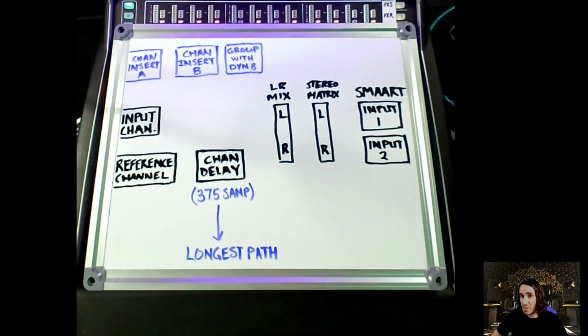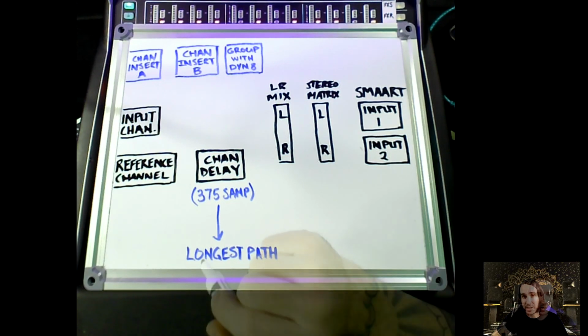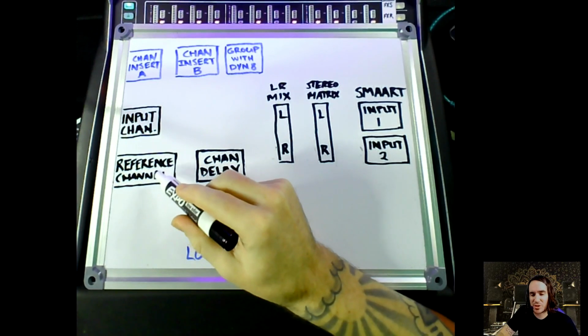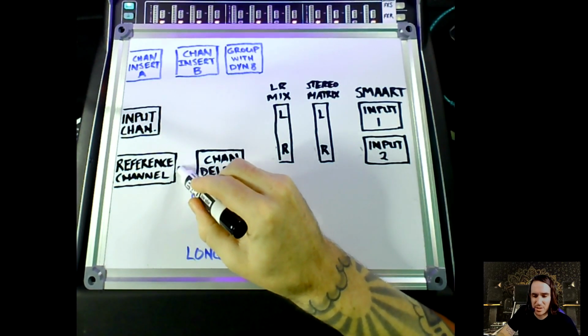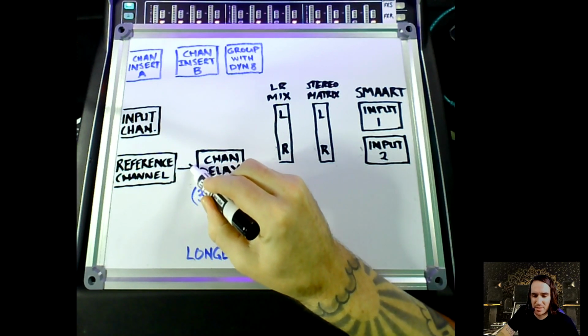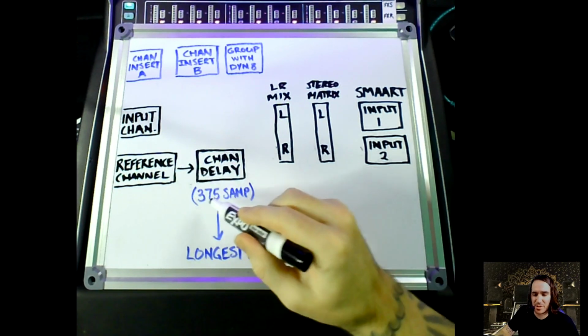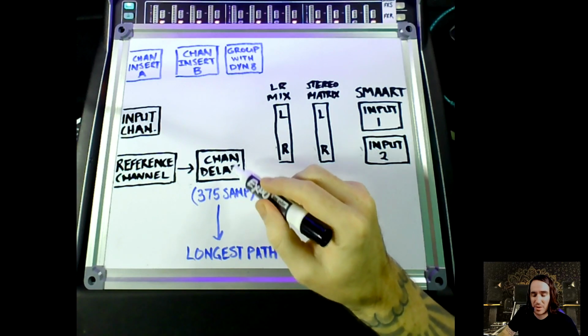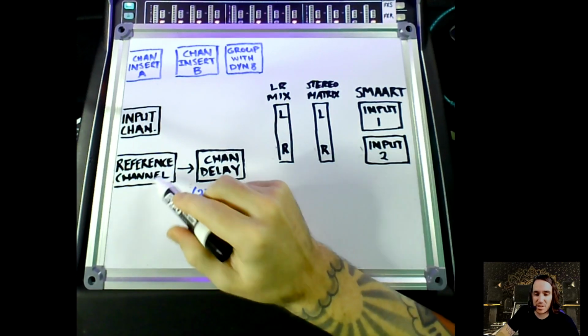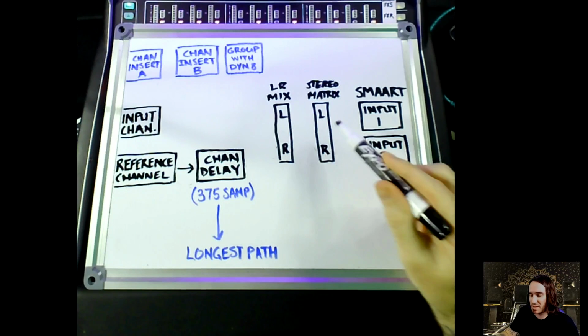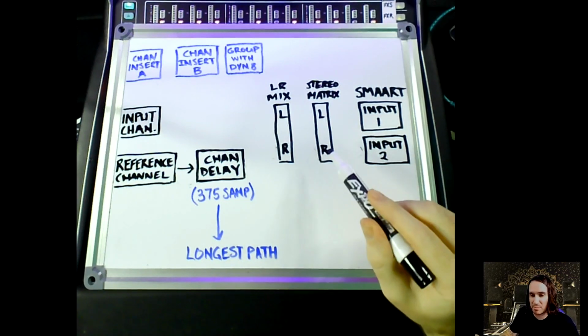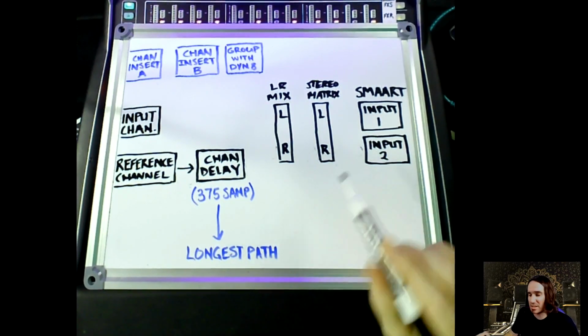Let me show you on the whiteboard how I have my inputs set up for comparison before we dive right in. So the idea is we take our reference channel, which is flat. We add our longest path delay onto the reference channel, which is 375 samples. We have to make sure all the processing on this channel and any bus that it passes through is all flat but still in circuit in order to get a clean phase trace.